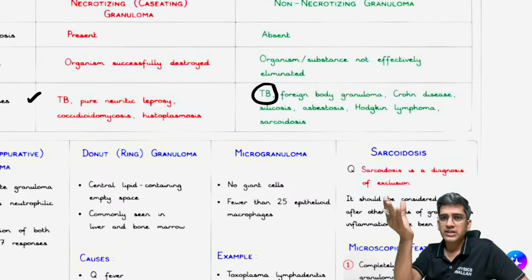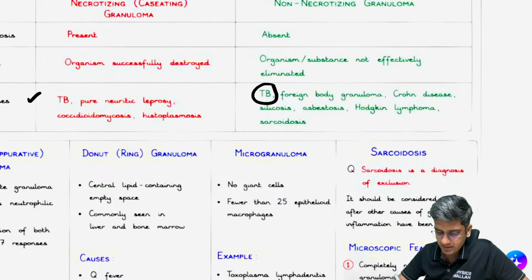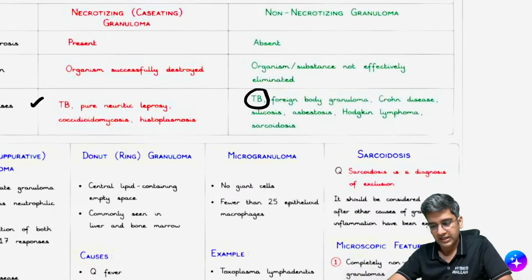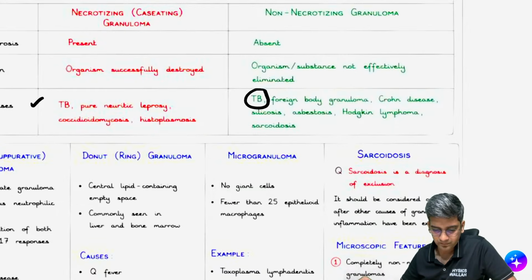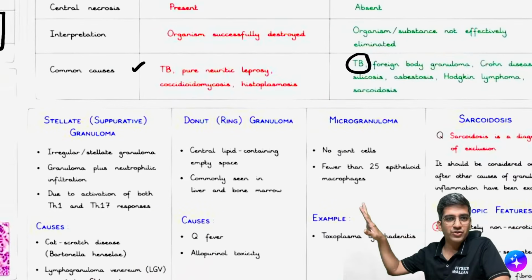Foreign body can have it, someone said IBD, Crohn's disease can have it, silicosis, asbestosis can have it, Hodgkin's lymphoma can have it, and obviously sarcoid also can have it. Sarcoid is the last guy. Yes, sarcoid can definitely have granuloma production, right? Okay, perfect. So there are a few more unique granulomas. These are primarily for MCQs.